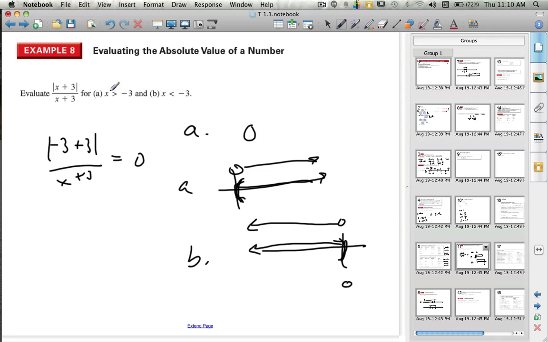Okay, so when you're thinking about boundaries like this, you want to think about what happens at this boundary, and what happens as we move in this manner away from that boundary, meaning we go greater and greater and greater than negative 3.